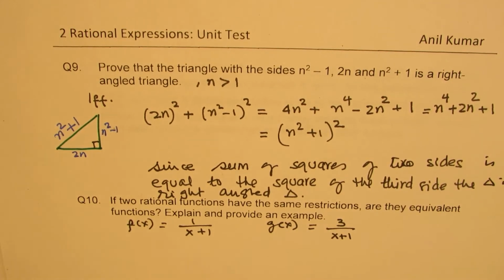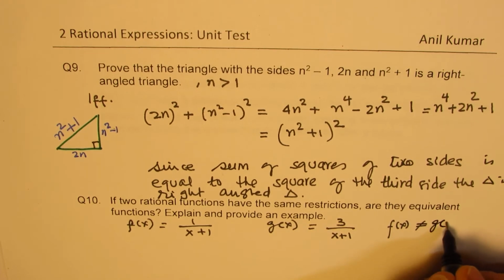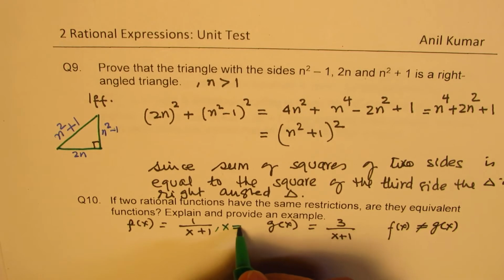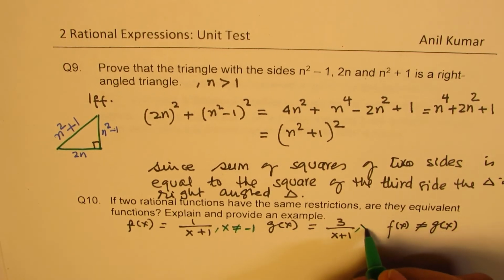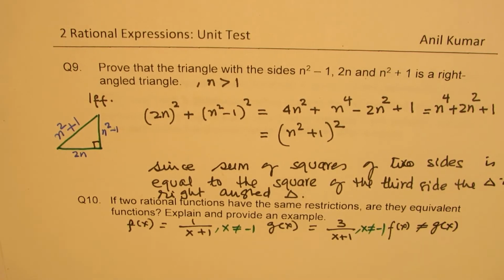Now, they have the same restrictions, but they are not the same. This is 3 times the other, right? So, we clearly know that f of x is not equal to g of x, right? However, both have the same restriction, that is, x is not equal to minus 1. Here also, x is not equal to minus 1. Does that make sense? So, a simple example could also work. You can give a more complicated one also.